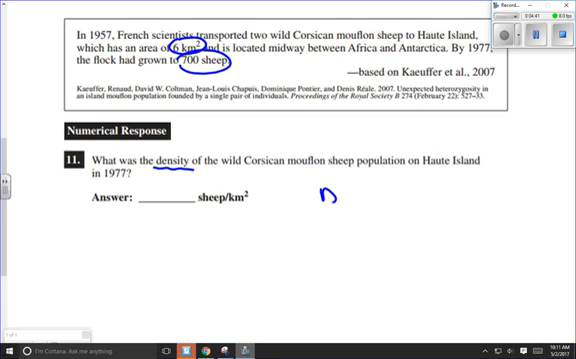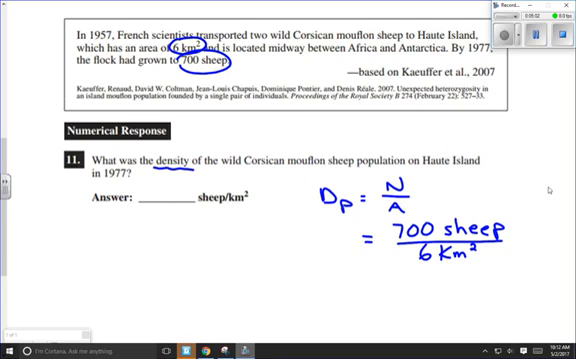So we start with our formula. dP equals number divided by area, or population size divided by area. We have both population size and area. So we have 700 sheep in an area of 6 kilometers squared. So it's just a matter of dividing 700 by 6.